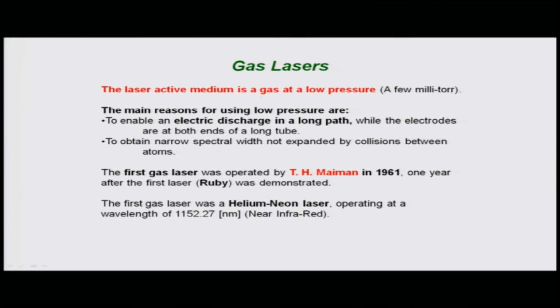So, most of the gas lasers are based on electric discharge principles, with a long path where the electrodes are at both ends of the long tube to obtain narrow spectral width, not expanded by collisions between the atoms. That is another important way to reduce the line broadening. The first gas laser was operated and shown by Javan in 1961, 1 year after the first ruby laser was demonstrated.